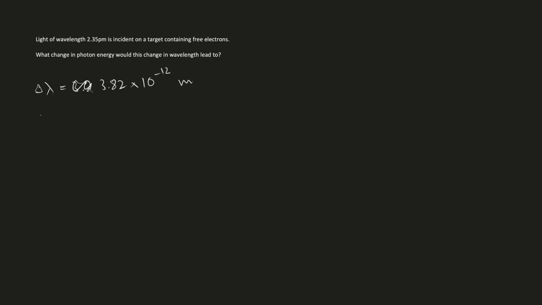Now, to do this, we just need to recall the energy of a photon, so we know that E is hc over lambda. Now, h and c are obviously constants. Lambda is what's changing by the Compton shift. So we have an initial wavelength, lambda i, equal to 2.35 picometers, or 2.35 times 10 to the minus 12 meters.